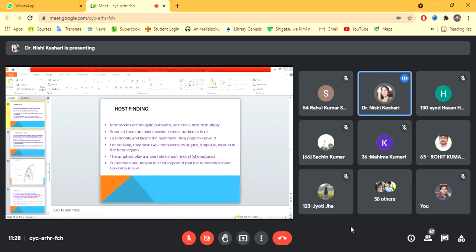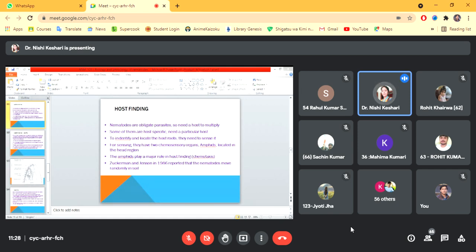To identify and locate the host root, they need to sense it. So for sensing the host, they have specific organs, that is chemosensory organs, which sense the chemicals exuded by the roots, located in the head region. The amphids and phasmids are two very prominent sense organs. Amphids are for finding the host, and phasmids are for finding mates for reproduction. The amphids play a major role in host finding, that is chemotaxis.